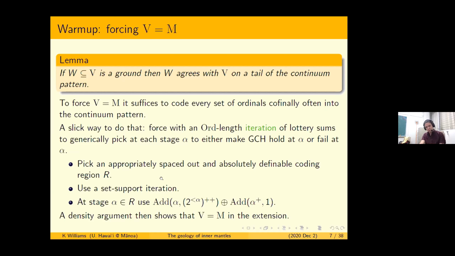We're going to do a set support iteration, and at stage alpha, we do this lottery sum, which generically either makes GCH hold there or fail there. And then a pretty easy density argument shows that we get every set of ordinals is then coded in cofinally often in the continuum pattern, which implies they're in every ground, which implies that every set is in the mantle.